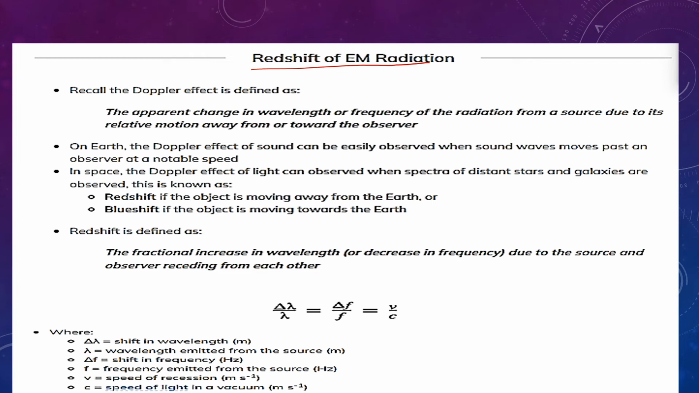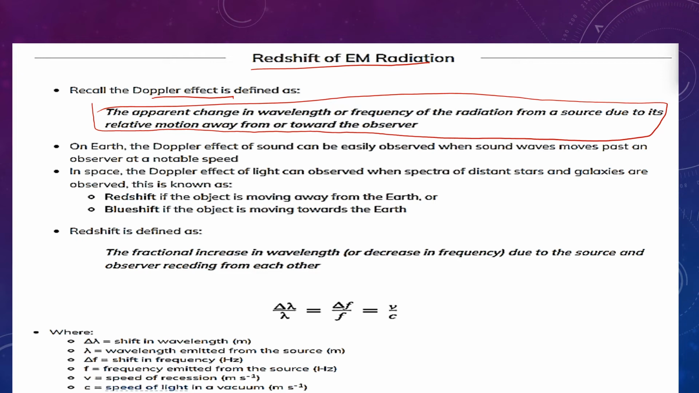Well, we have to recall the Doppler effect here. The Doppler effect is the apparent change in the wavelength or frequency of the radiation from a source due to its relative motion away or towards the observer. On Earth, the Doppler effect of sound can easily be observed when the sound waves move past an observer at a notable speed. In space, the Doppler effect of light can be observed when spectra of distant stars and galaxies are observed. This is known as redshift and blue shift.